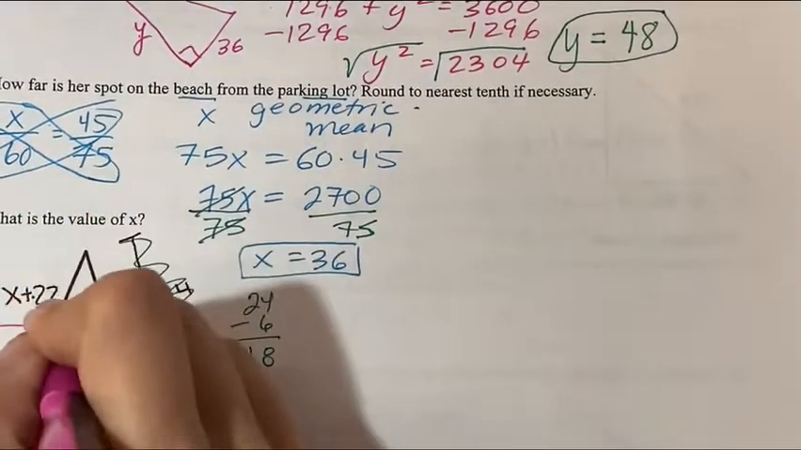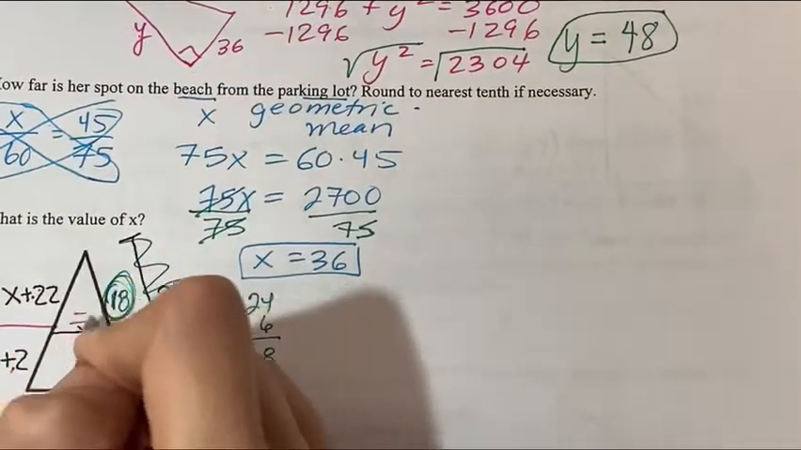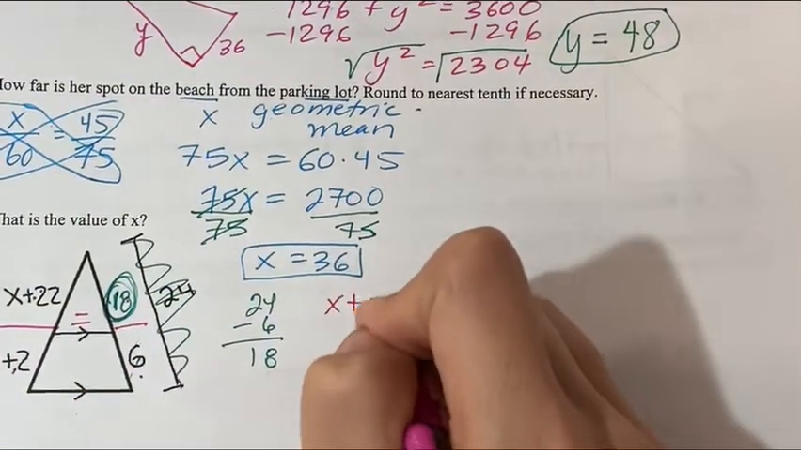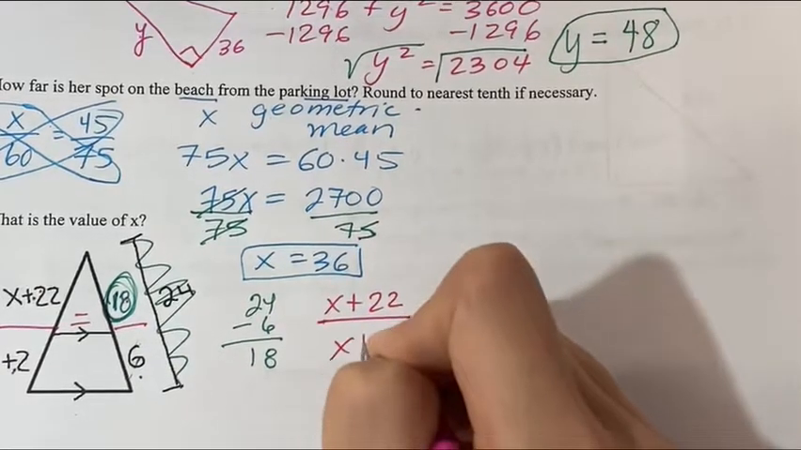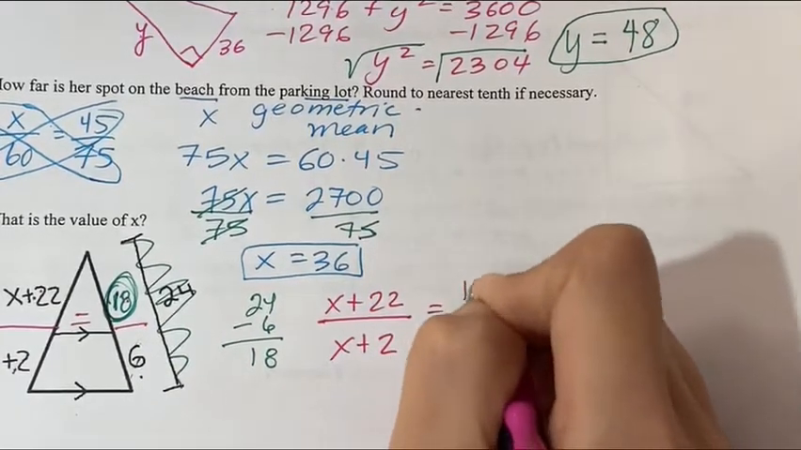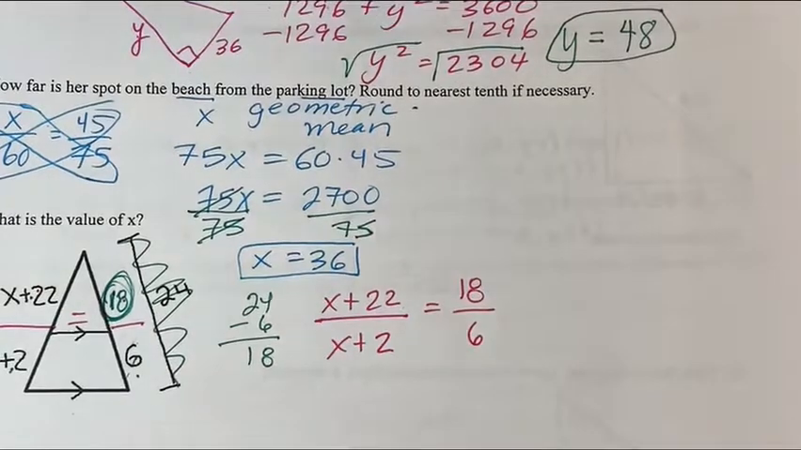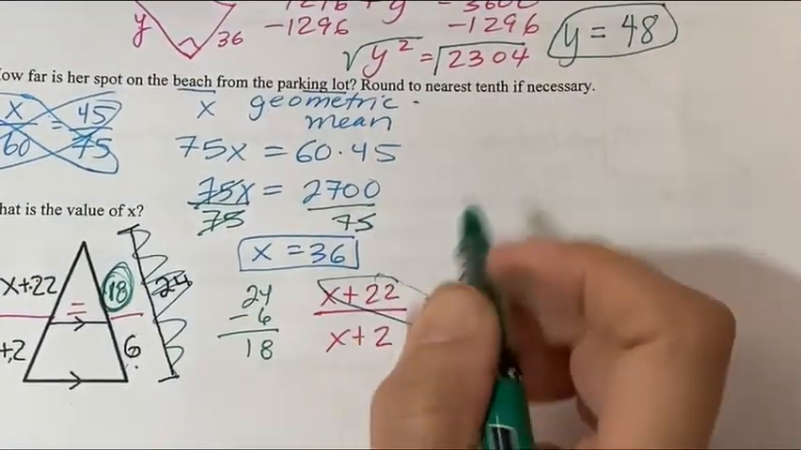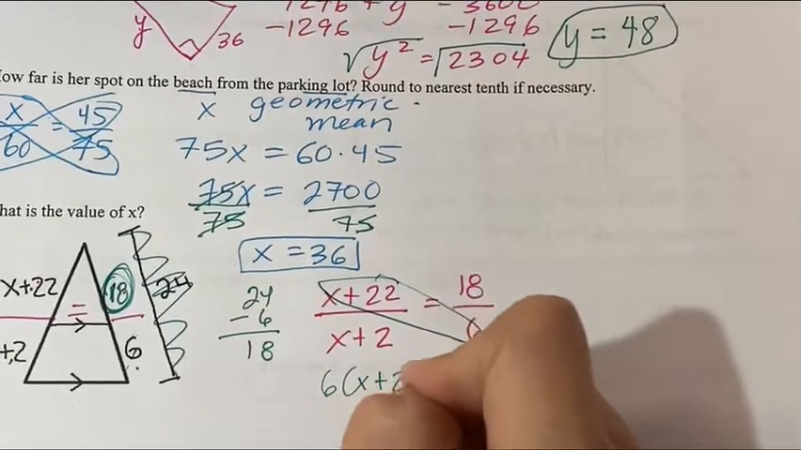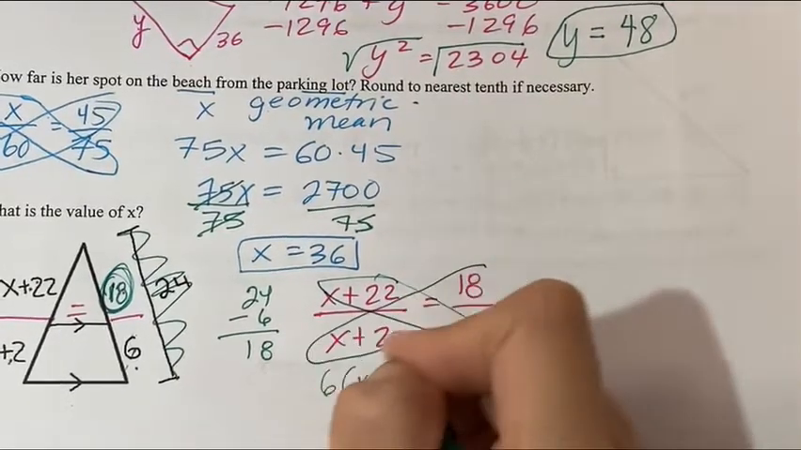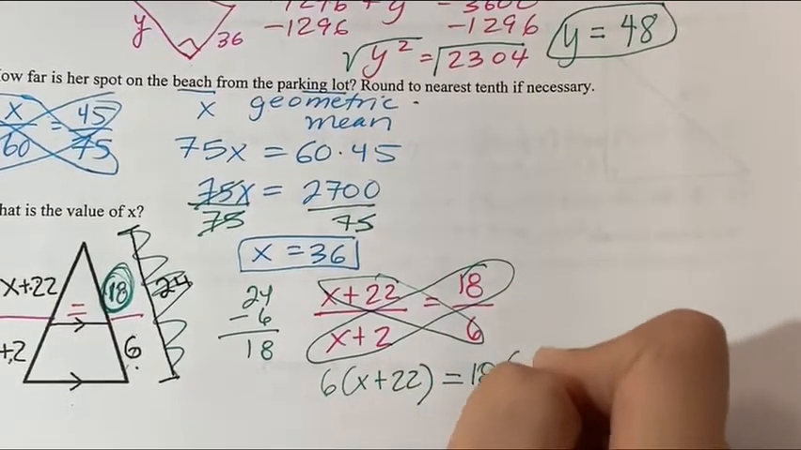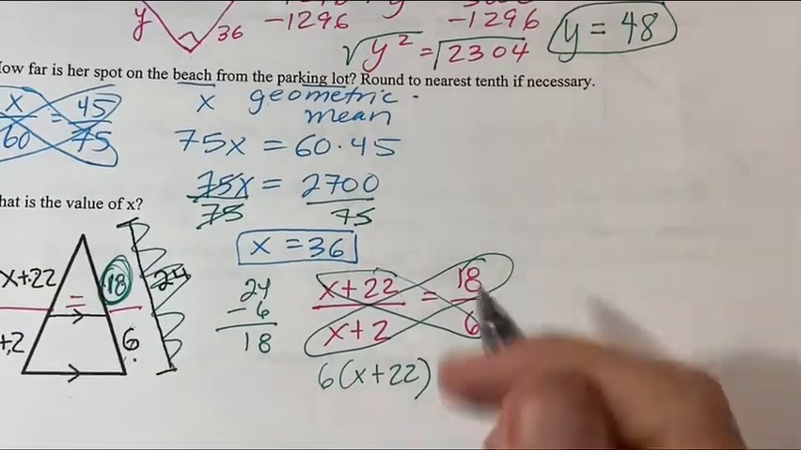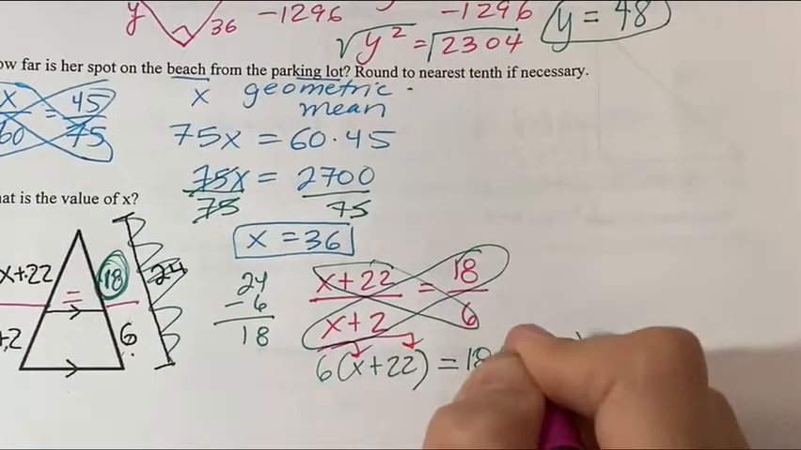These are side splitters. This over this has to equal this over this. So let's set that up to the side. This over this has to equal this over this. Okay, let's keep going. We've got to distribute these.